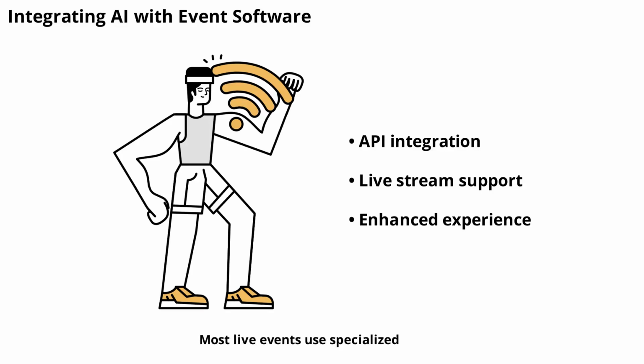Most live events use specialized software for streaming and audience interaction. Integrating your AI subtitle platform with these tools is essential. Many platforms offer APIs or plugins that connect seamlessly with popular event software, allowing subtitles to appear directly on live streams or event screens. This integration enhances the attendee experience and ensures smooth operation.